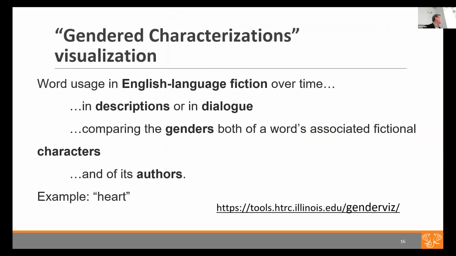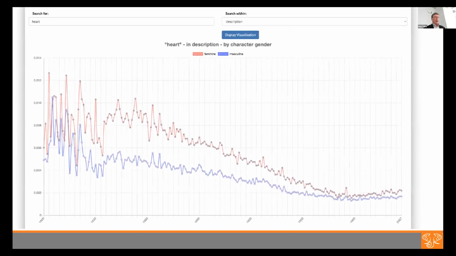We also do analyses of different subgenres. In one example, Professor Ted Underwood looked at English language fiction, and how words are associated with different characters. In this particular example, it's whether the character is a female character or a male character. And you can see that the female character uses the word heart differently than the male characters. And you can choose any word you want and see if there's a difference. And that work was done by Professor Ted Underwood.